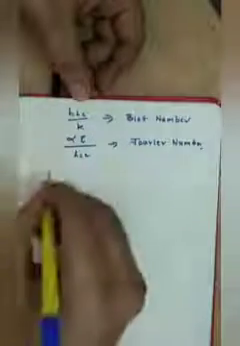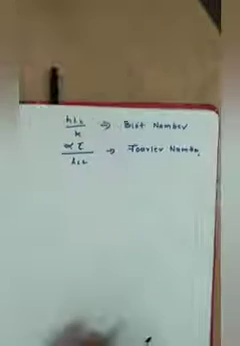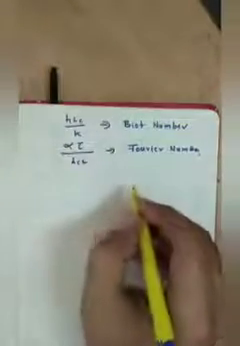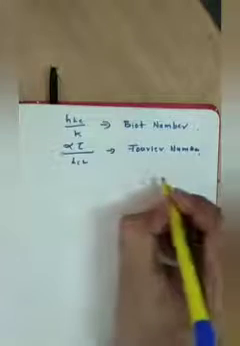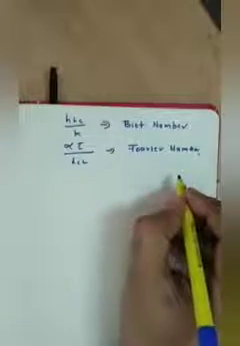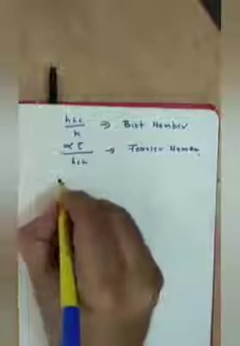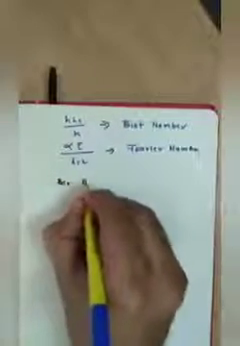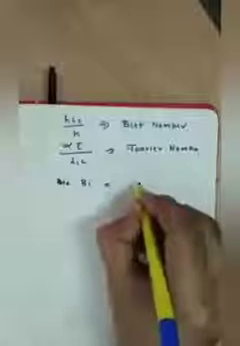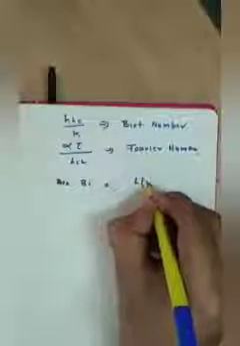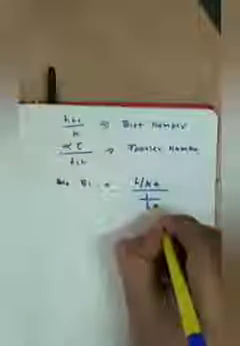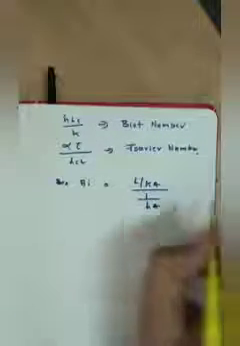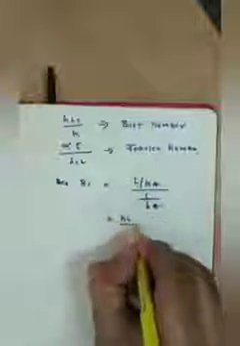So what is this Biot number, HLC by K? Biot number is the ratio of internal resistance to the surface resistance. Internal resistance is also known as conduction resistance. So Biot number is the ratio of internal resistance L by KA to the surface resistance 1 by HA. What remains is HL by K.